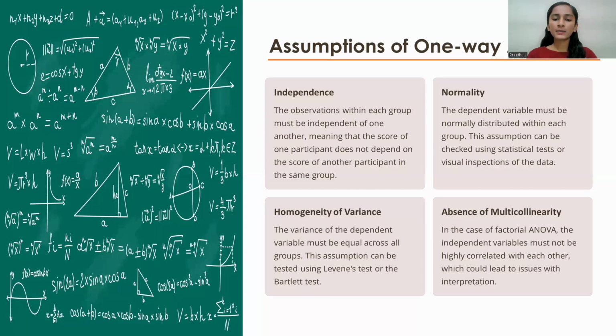Homogeneity of variance. The variance of the dependent variable must be equal across all groups. This assumption can be tested using Levene's test or Bartlett's test. Absence of multicollinearity. In the case of factorial ANOVA, the independent variables must not be highly correlated with each other, which could lead to issues with interpretation.